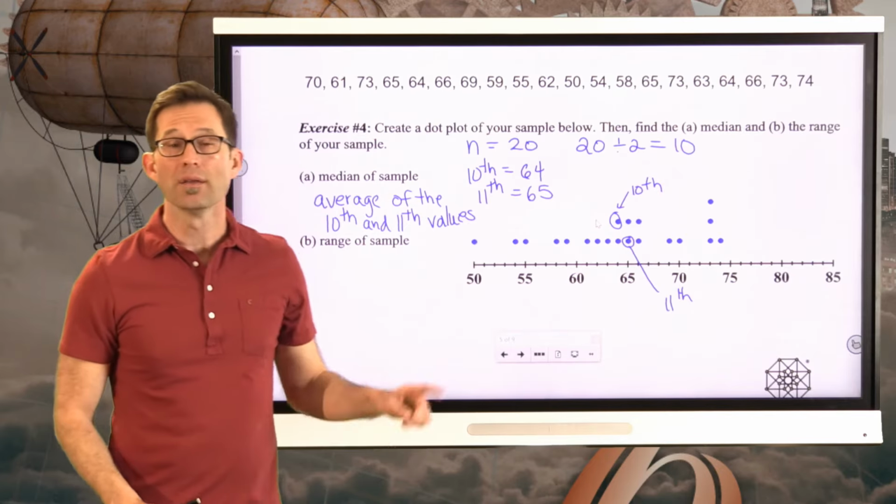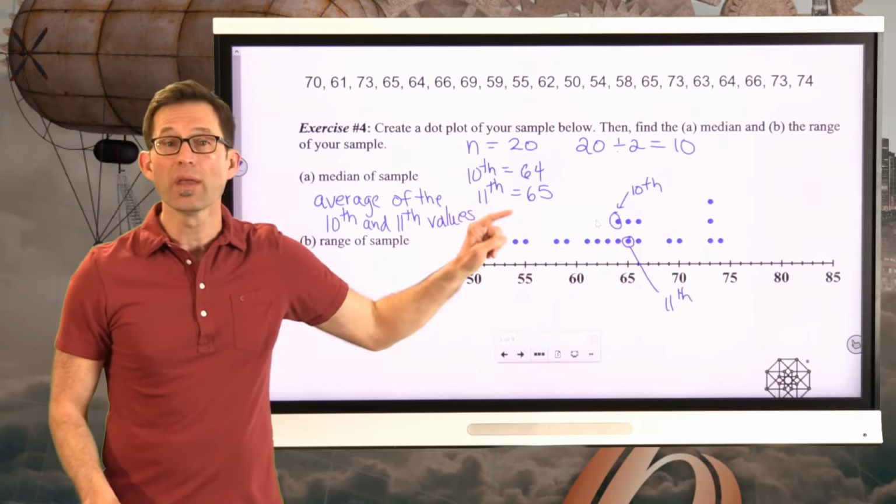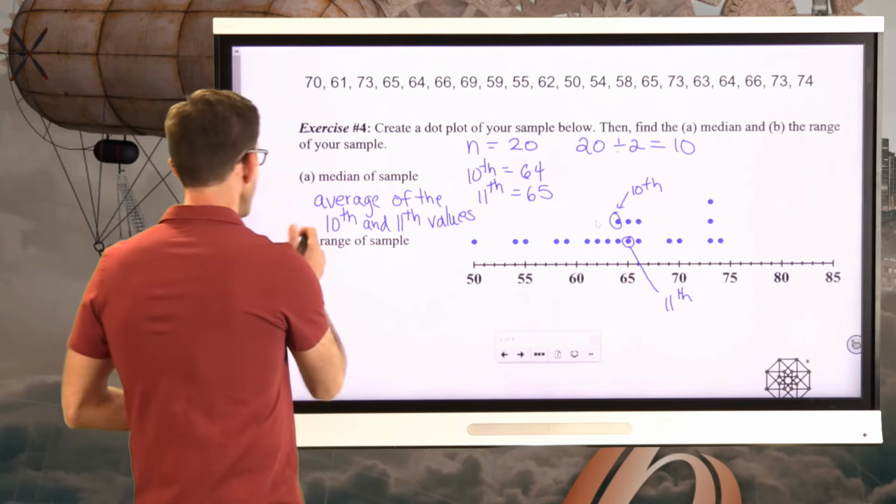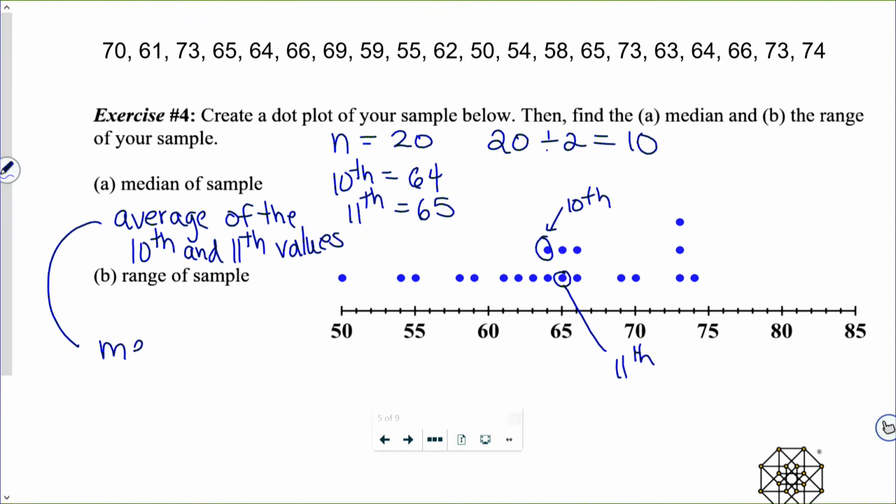So my median is going to be the number immediately between these two, which ends up being a decimal. That's okay. We're good with that. And my median is going to be 64.5, right? The number that's halfway between 64 and 65.